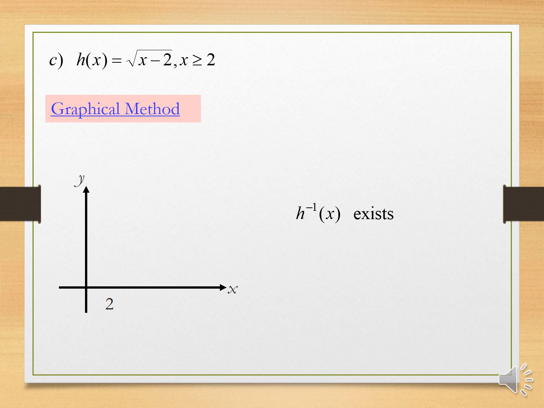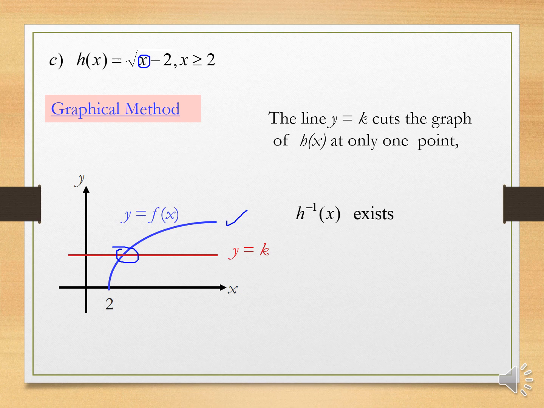h(x) equals square root of x minus 2 for the domain x more than or equal to 2. When x equals 2, we get h(2) is 0, and the domain is from 2 to positive infinity, so this is the graph. By using the horizontal line test, there is only one intersection point between the graph and the line. Therefore, h(x) is a one-to-one function, and h inverse x exists.